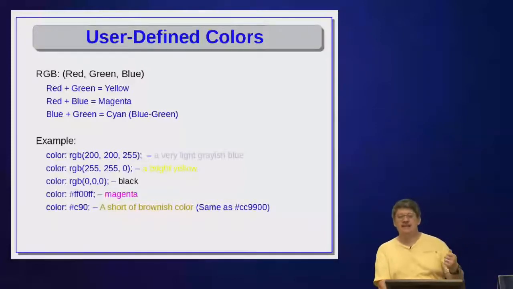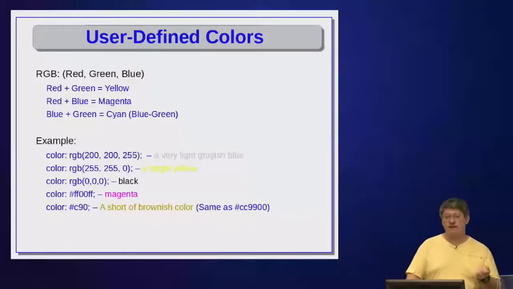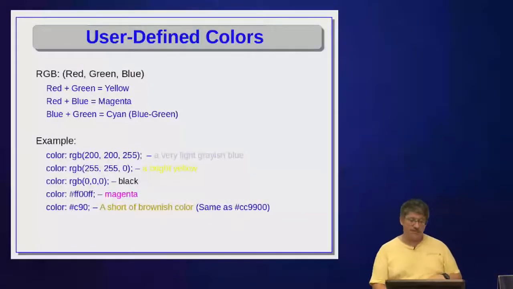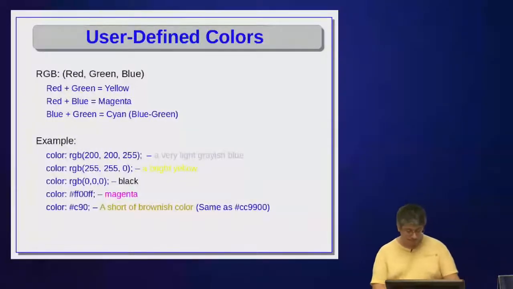Hexadecimal is a base 16 number system, so instead of just the digits 0 through 9, we have the digits 0 through 9 and also the letters A, B, C, D, E, and F. So the biggest number is FF, the smallest number is 00, and everything else is somewhere in between. So here, FF00FF is the same as 255 red, no green, and 255 blue. So red plus blue makes magenta, and that's the color that you see here on the slide.